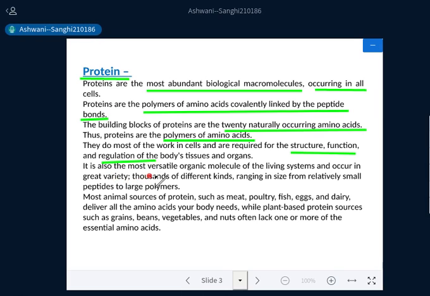It is also the most versatile organic molecule of living systems. It occurs in great variety, thousands of different kinds, ranging in size from relatively small peptides to large polypeptides or polymers, and then proteins.